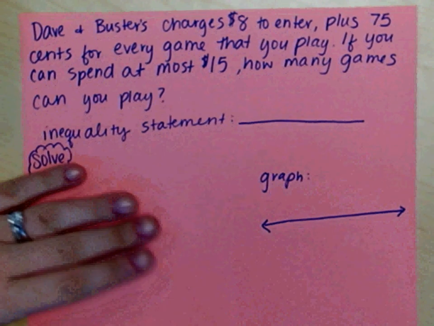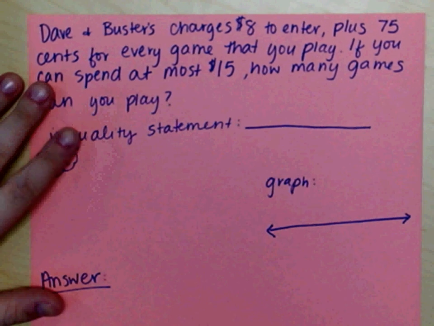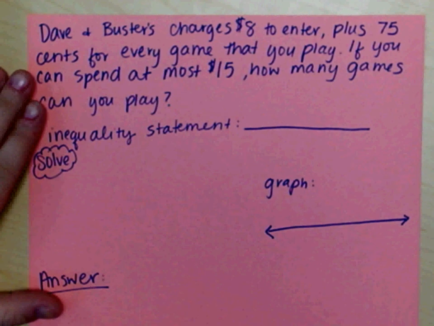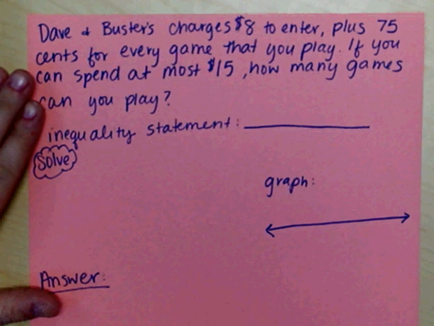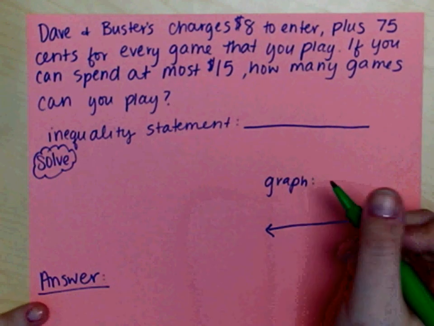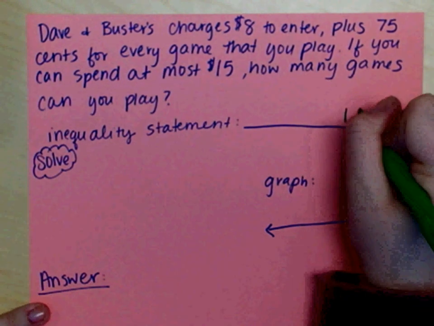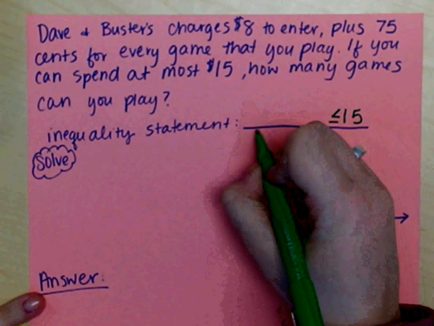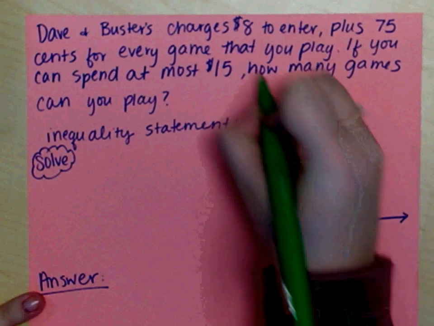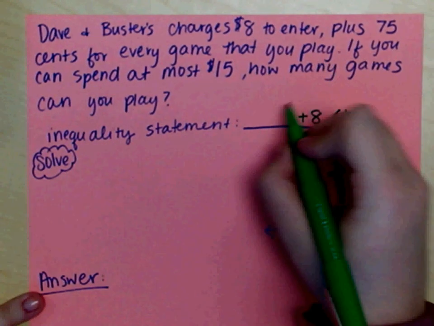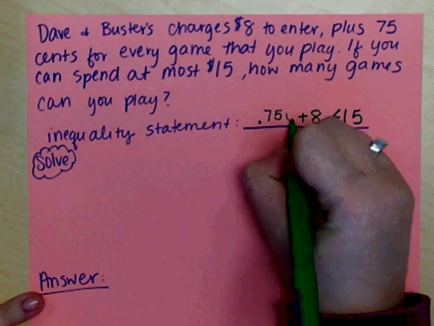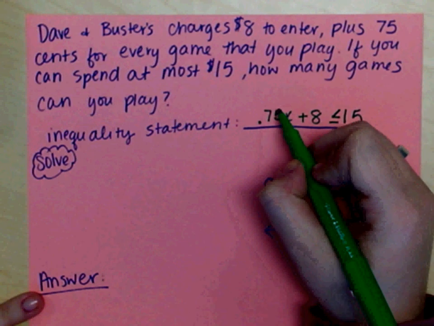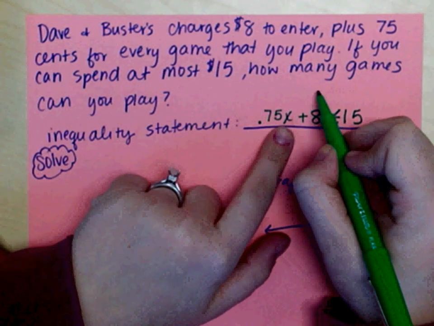We did a whole worksheet over this, so hopefully we're pretty good. This is actually from that worksheet. Dave & Buster's charges $8 to enter, plus 75 cents for every game that you play. If you can spend at most $15, how many games can you play? So the most they can spend is $15. So everything right here has to be less than or equal. There's a one-time fee of $8 to get in, so that's my constant, plus I'm adding 75 cents per game you play. Be careful that 75 is not just 75, it's a decimal because it's 75 cents. Multiplied by x. X in this case is how many games I'm going to play.